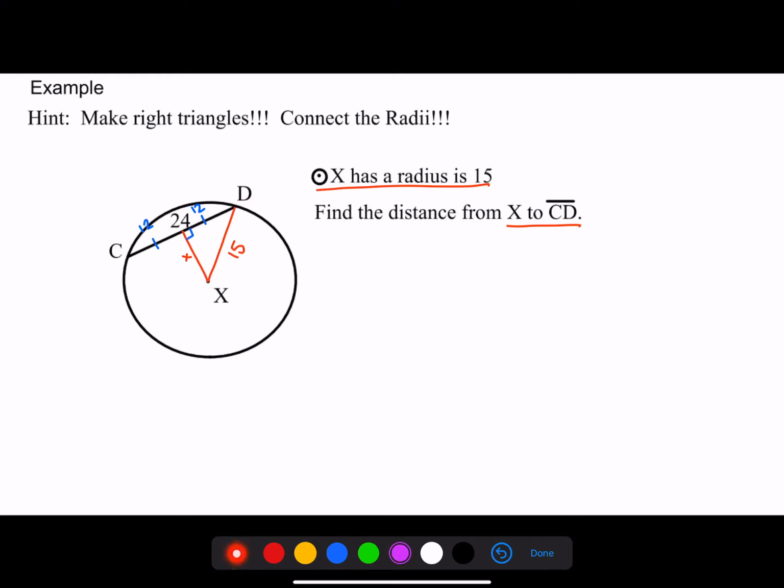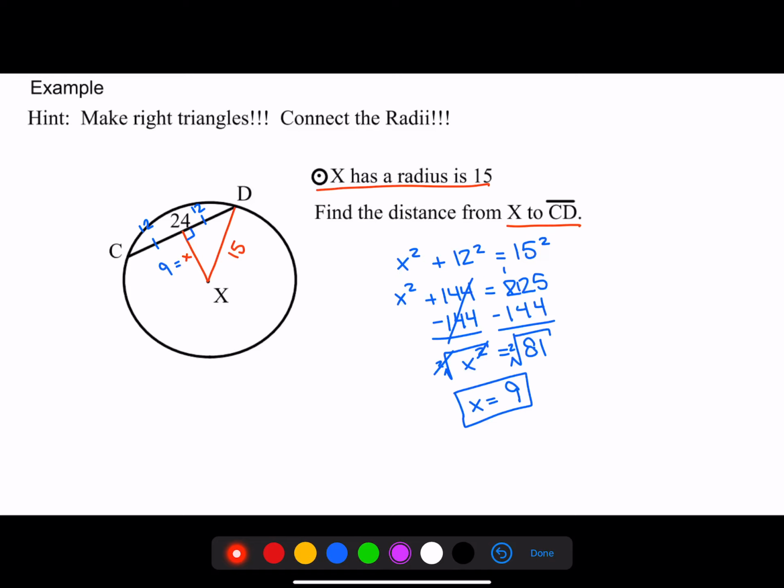So I now have 12 squared plus X squared equals 15 squared. That'll give us 144 plus X squared equals 225. X squared equals 81. Therefore, X is equal to 9. So there we have it. The length of the segment from the center of the circle to chord CD is 9 in length. And again, as long as you remember that the radius is the same no matter where you're at on the circle, that makes these a lot easier.